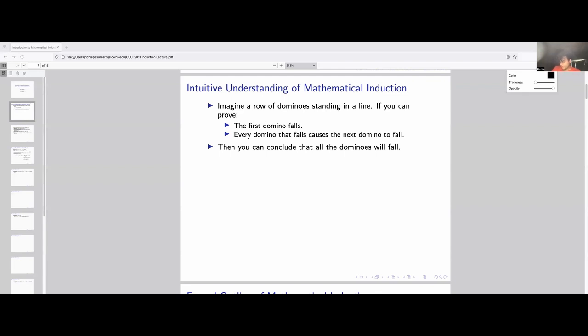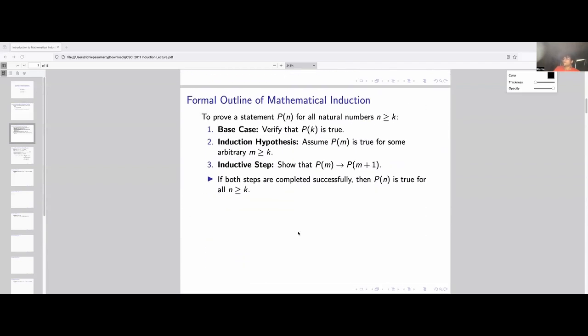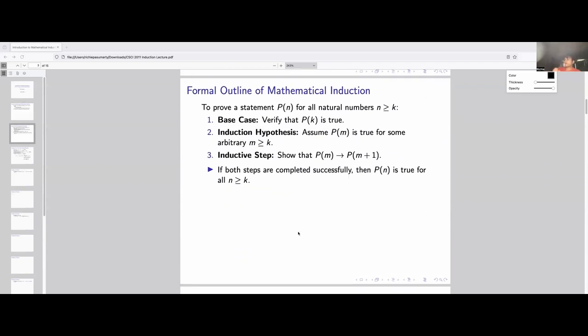Okay, so that's still kind of vague, right? Let's talk about it a little bit more in detail. Here's the formal outline for mathematical induction. Let's say I want to show that some statement is true for every value of n which is at least equal to k. So I want to show that it's true for every single value of n after k.